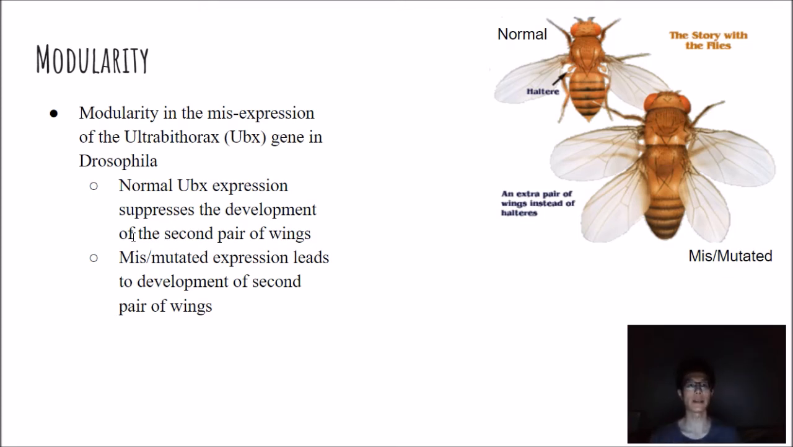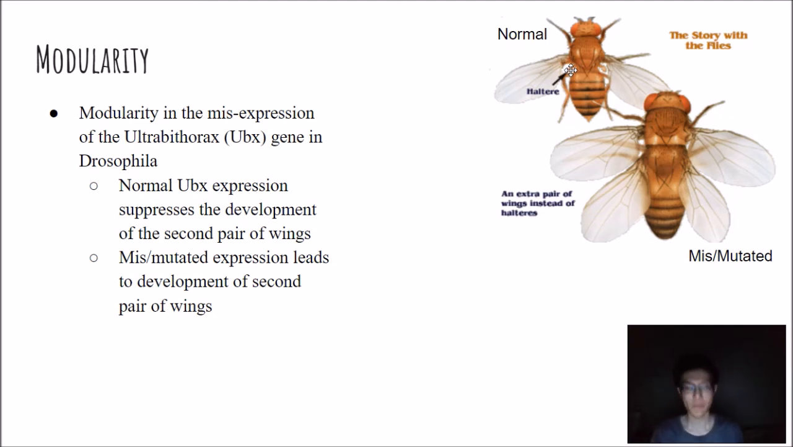We can see some of this in certain mutations. For instance, the misexpression of the UBX gene in our fruit flies, Drosophila, can cause some variations. Normal UBX expression, the expression of the ultrabithorax gene in normal fruit flies, is a suppression gene that suppresses the development of the second pair of wings. So you can see in a normal fruit fly, the second pair of wings, called the halteres, are really tiny and not really even wings. They're used for balance and I believe maybe direction when the fly is flying.